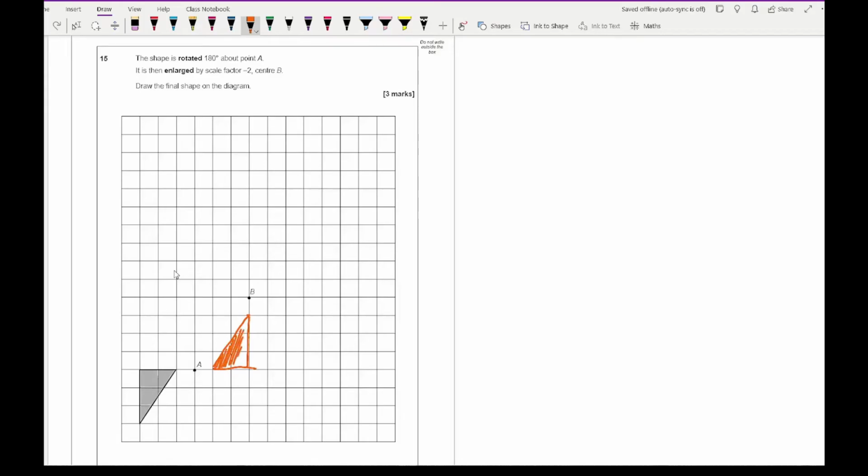I'm setting a very, very bad example, but it should be there rotated. So this is the shape that's rotated 180 degrees from A. Now we then need to enlarge the shape by a scale factor of -2 from centre B. So from that, what we then need to do is to enlarge that.